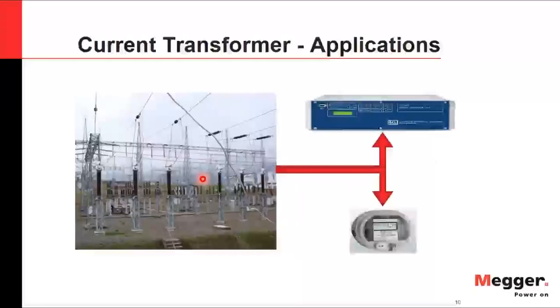We need to understand where current transformers are being applied. The application, of course, is to bring the information from a high energy side into a low energy side. So from the high voltage, high current environment in our substation, we need to bring that information down to metering or protection devices or control devices.